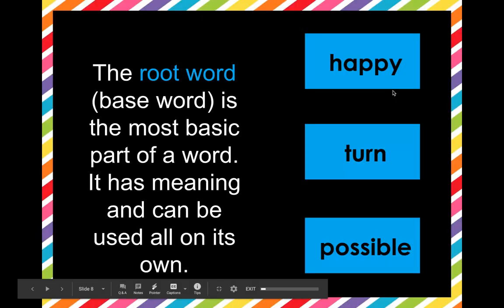Hello, first grade. Today we're going to talk about prefixes and suffixes. You can also call both of them affixes.